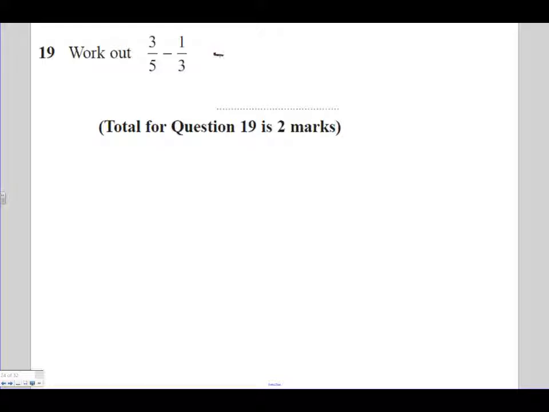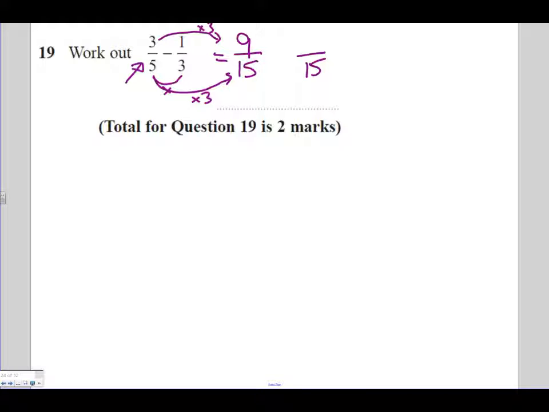What we're looking for is a denominator that both 5 and 3 have in common. And the easiest way to do this is multiply 5 by 3. So they both have the number 15 in common. Now, because I've gone from 5 to 15, I've multiplied it by 3. So what I do to the denominator, I need to do to the numerator. So when I multiply 3 by 3, I have 9/15. So 9/15 is exactly the same amount as 3/5. It's just written in a different way. That's what we call equivalence.